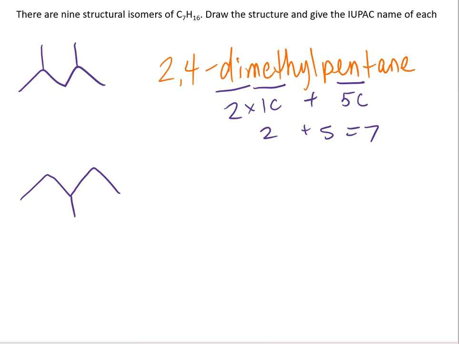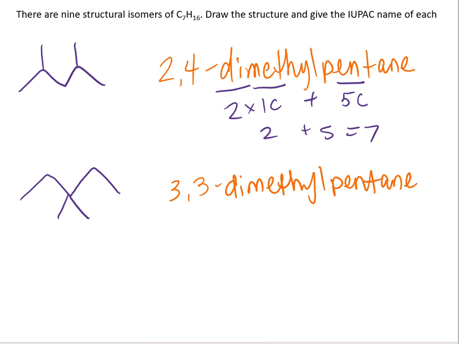So what if I put my first one on carbon 3? If I put my second one on carbon 2, I can't use that one because again I have 2,3. But what if I put my first one on carbon 3 and my second one on carbon 3? I haven't had that one yet, because now I have 3 and 3 as my locator numbers for both of those methyl groups. So now I have a different molecule. Now I have 3,3-dimethylpentane.